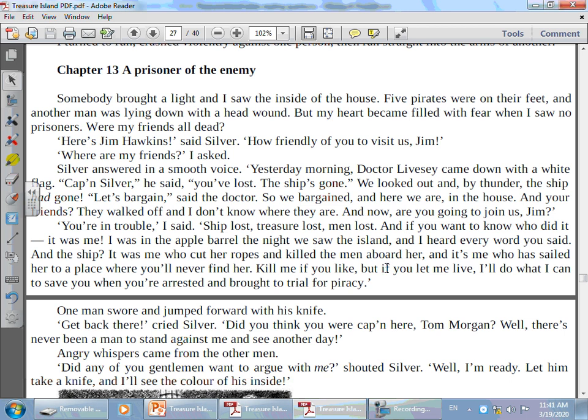So Jim here was confessing what he did. He said that he was the one who took the ship. He was the one who killed the pirates on board the ship. He was the one who put the Hispaniola in a place where Long John Silver couldn't know where it is. And he told Long John Silver, kill me if you want, but I promise you, if you let me live, I will cooperate with you to save your life when you get arrested and brought to trial for piracy.